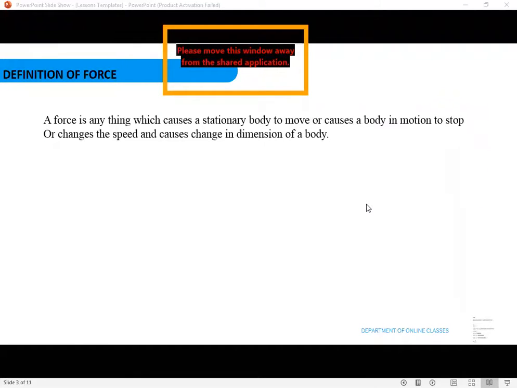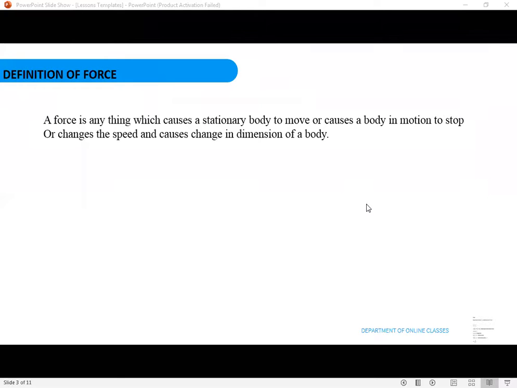Also, I said that it causes a body in motion to stop. For example, when a ball is rolling on the ground and you stop it with your leg, it automatically stays at that point. It doesn't move again. So a ball in motion can be stopped just by your leg because a force is being applied to stop the ball.